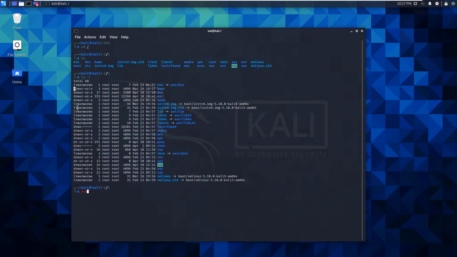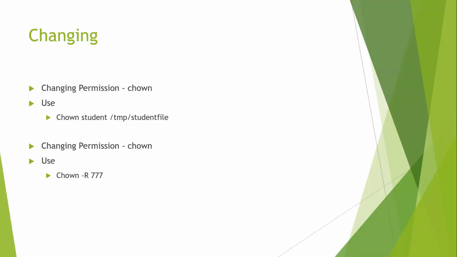Well, what does this beginning number or beginning letter mean? That's what we're going to be talking about in just a second. So what happens if we need to change permissions? Well, we can use chown to change the ownership of a file, with chown, the user, space, the file. Or we can use chown recursively and give it a value, so 777, for example. The numbers actually mean something.